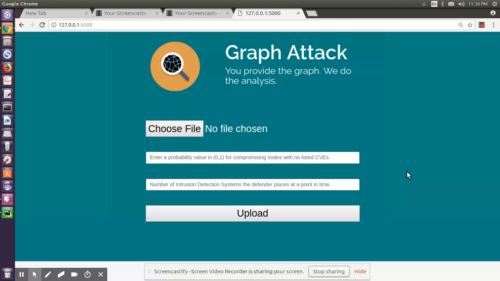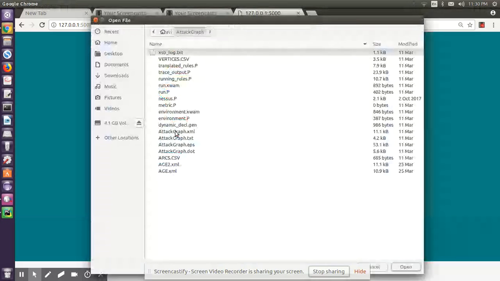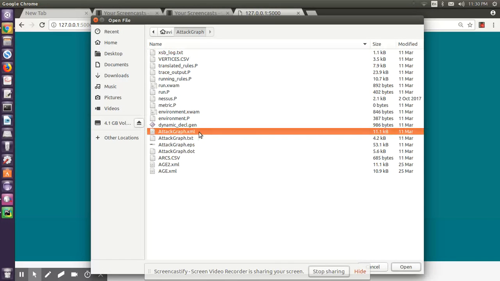So this is the homepage, which lets you take three inputs. First is a file. This essentially takes the attack graph in XML format.